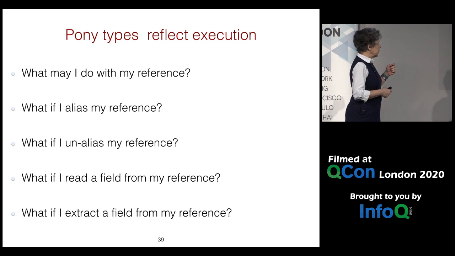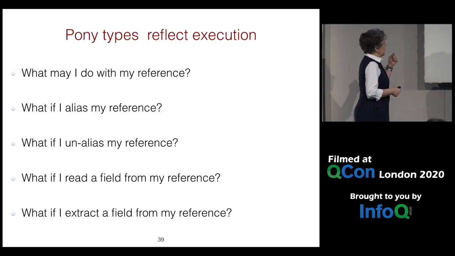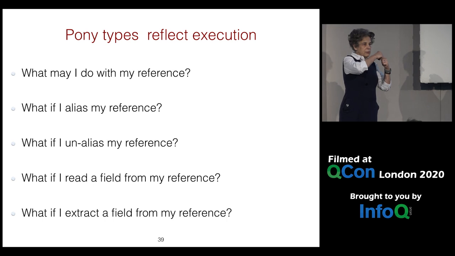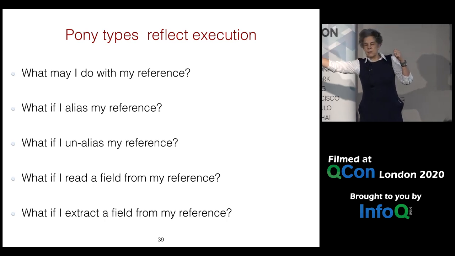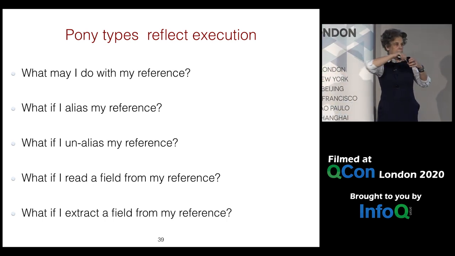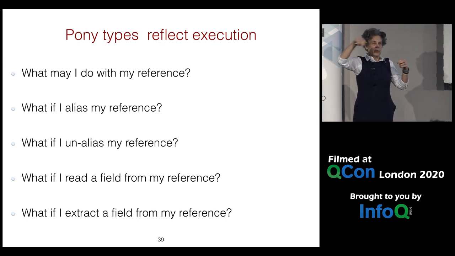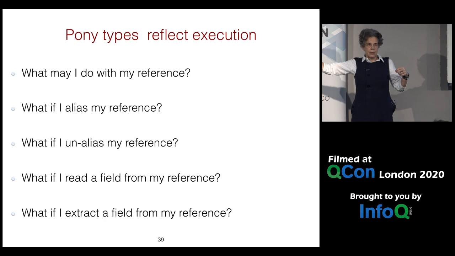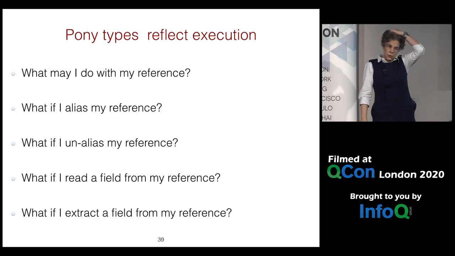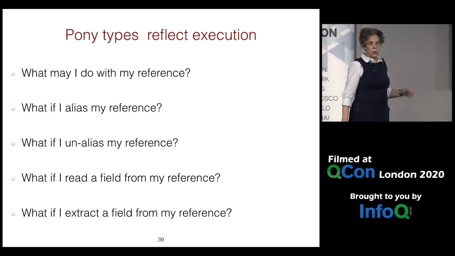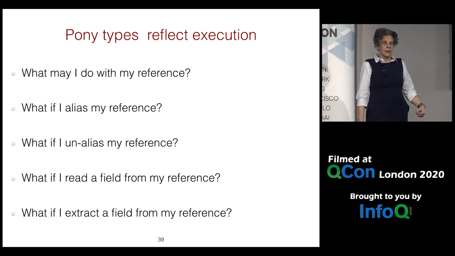So the question that we need to answer is, I have got a reference, I have got a path that gives me access to some object. This path can be just a variable, or a variable and a field lookup, or a variable and a field lookup, another field lookup, and so on and so on. So I have got a reference to an object. What can I do with that? Can I read? Can I write?